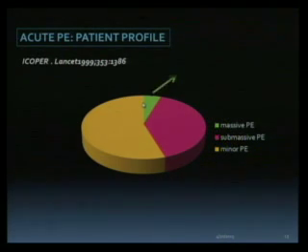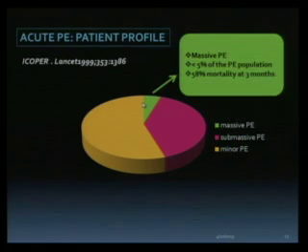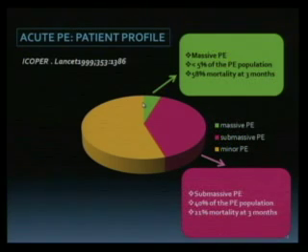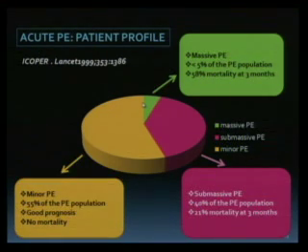You would see in here that about 5% is massive PE. The mortality of this is about 58% at 3 months. The other subset is called submassive PE, about 40% of the population. Mortality is 21%. And then this is the minor PE or the mild PE, the majority of the population, 55%. There's good prognosis and there's no mortality.